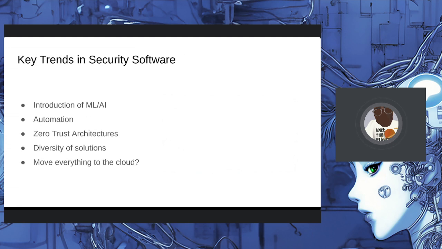And then there's also the diversity of solutions. The NSA put out a best practices guideline for networks, and essentially it was to use a bunch of different firewalls, use a bunch of different switches. Don't use the same thing, because if you use the same thing and it gets hacked, then your whole environment is going to get hacked pretty easily. And then the other trend is to move everything to the cloud.